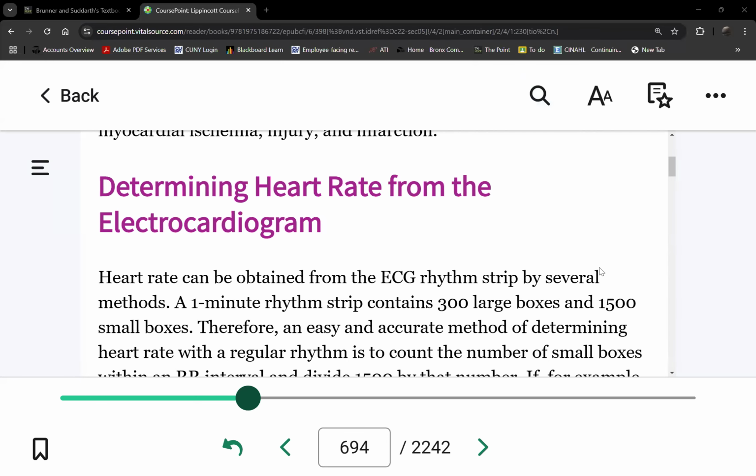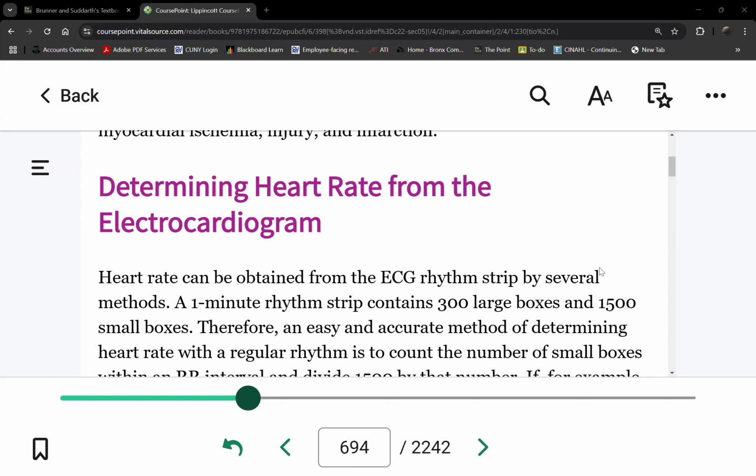Right, so we discussed one method, which is to count how many heartbeats, which is a PQRST, in a 6 second strip multiplied by 10. We also counted how many big boxes between two Rs or two Ps or two T waves, and then count the small boxes and then divide that into 300 and 1500 respectively.